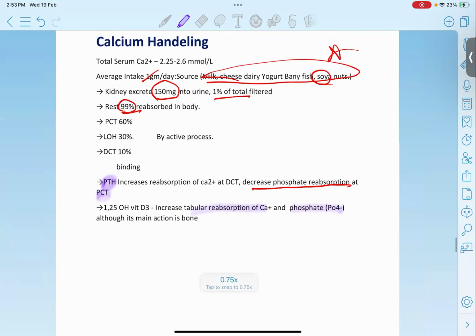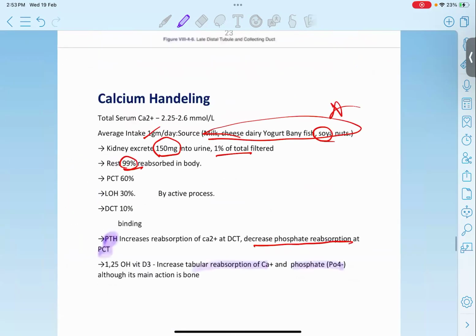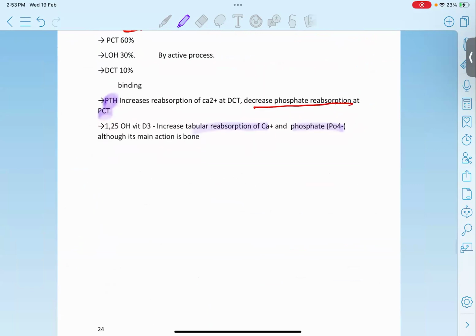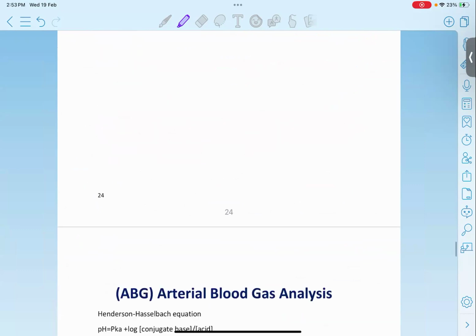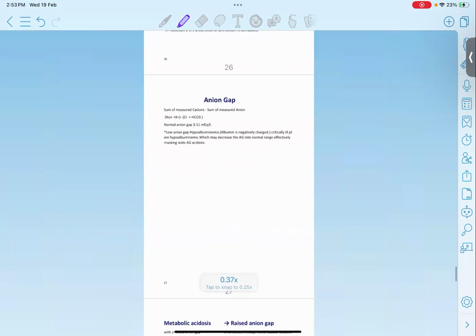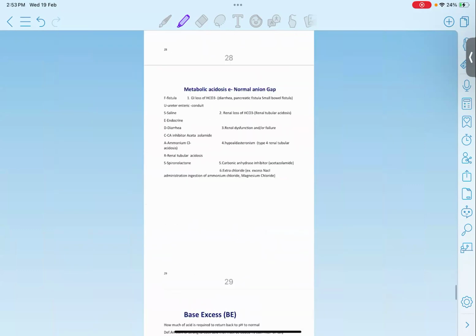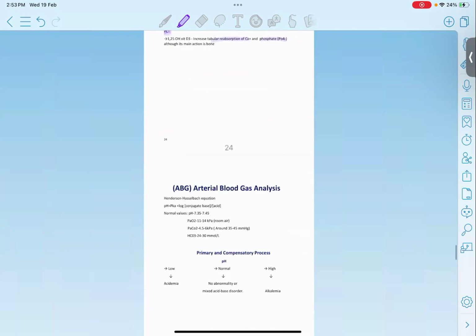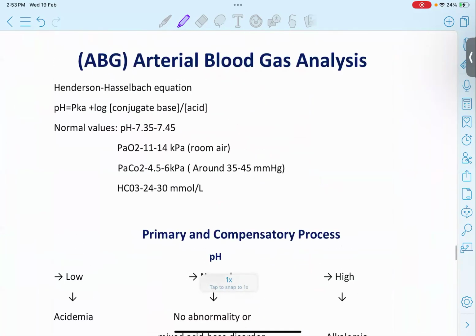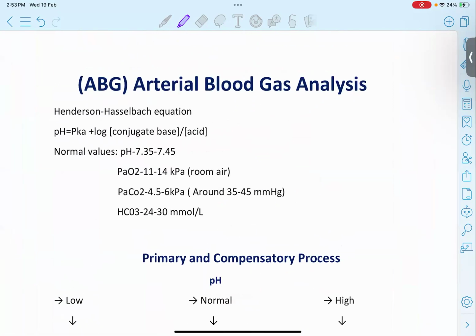So that is all about our renal system. Now it's already 1 hour and 53 minutes. I think we can discuss ABG if you can give me 20 to 25 minutes. So let's start ABG. Let's not keep it for endocrine, because endocrine is also big enough.